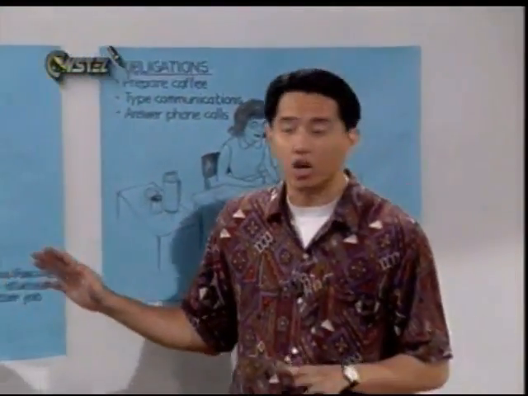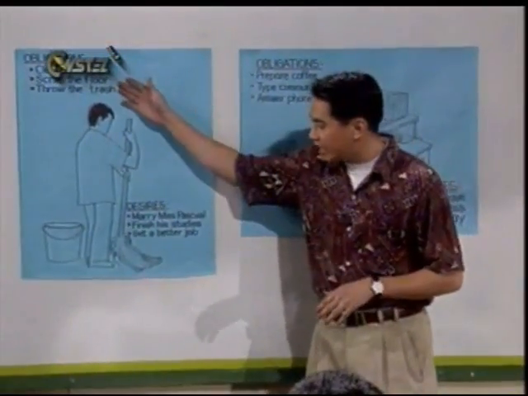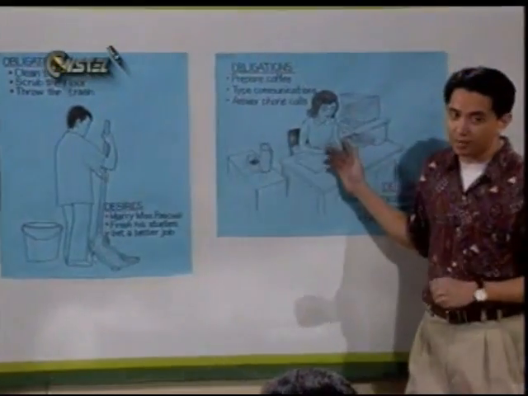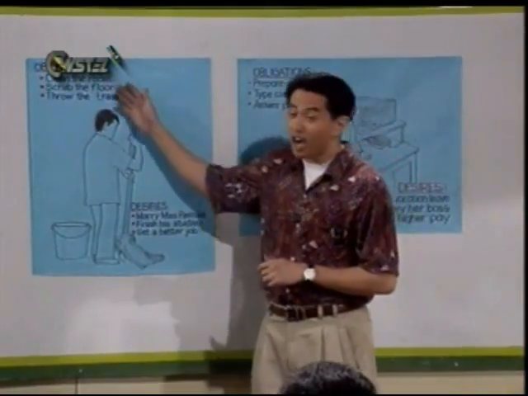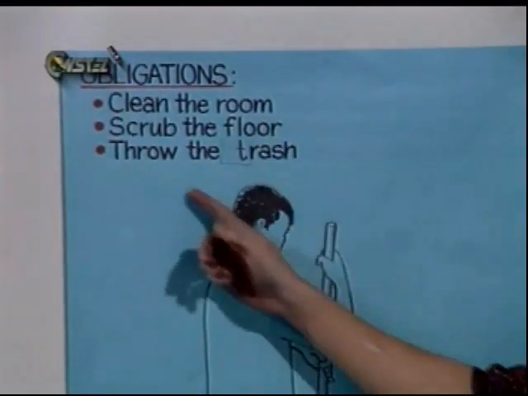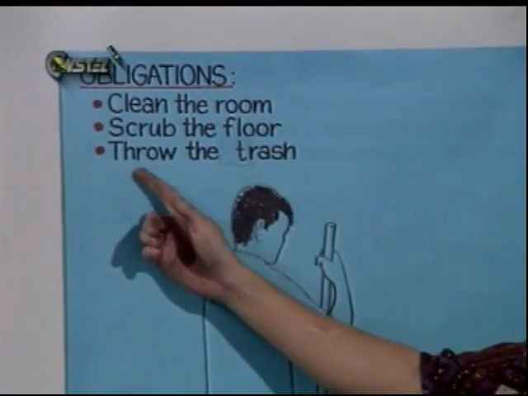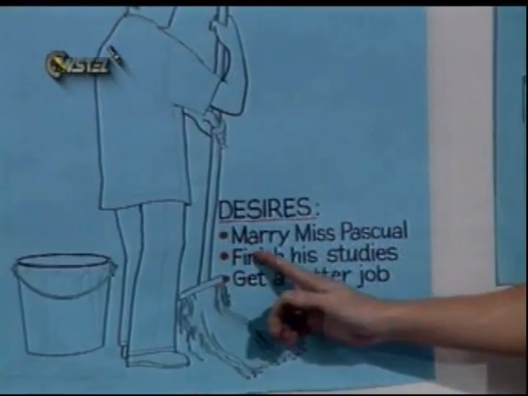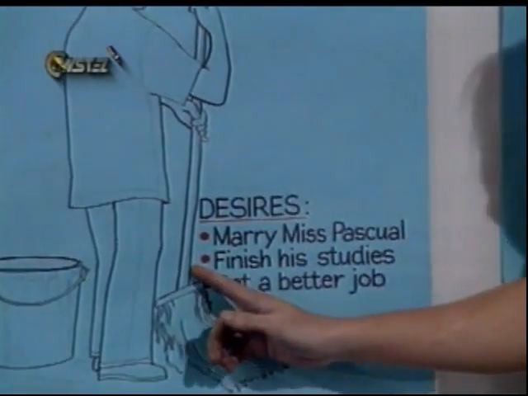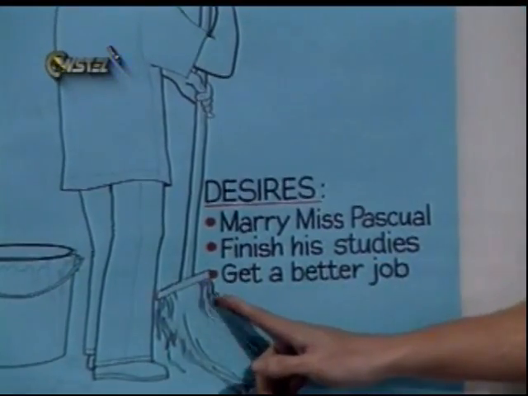However, the teacher can also be creative in presenting drills to the students. Take a look at this classroom scene. Class, I have here 2 drawings, and I will ask you questions based on the drawing and the given obligations and desires of John and Miss Pascual. But first, let me introduce to you the 2 characters. This is John, the janitor. His obligations are, number 1, to clean the room. Number 2, scrub the floor. 3, throw the trash. But his obligations are different from his desires, which are 1, to marry pretty Miss Pascual. 2, finish his studies. And eventually, 3, get a better job.